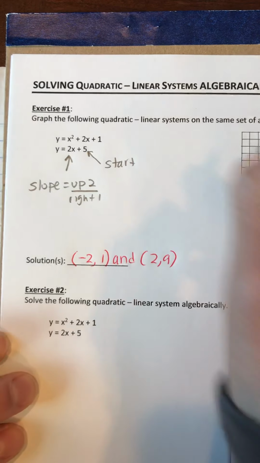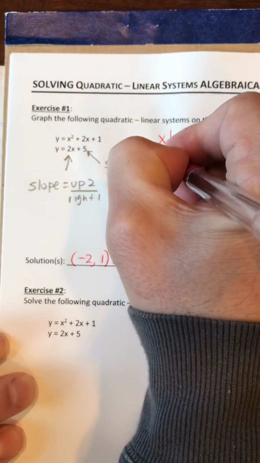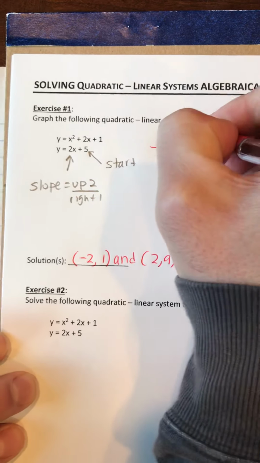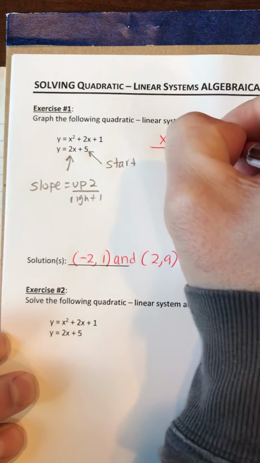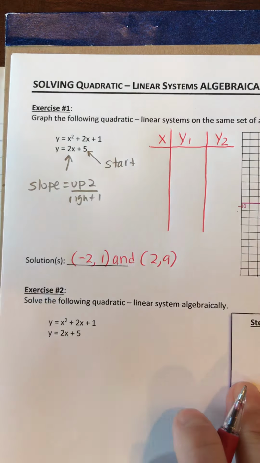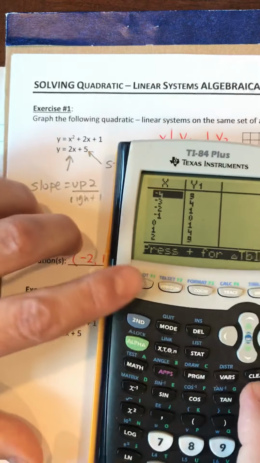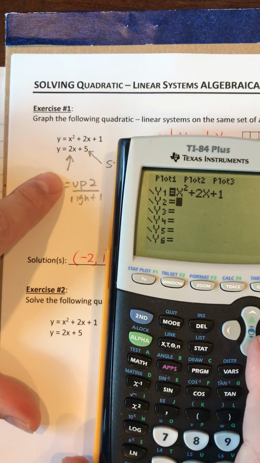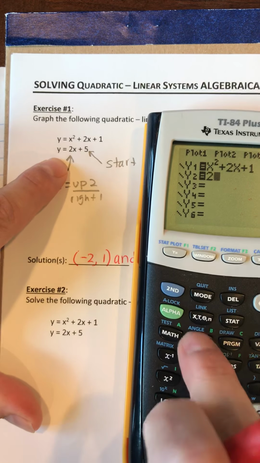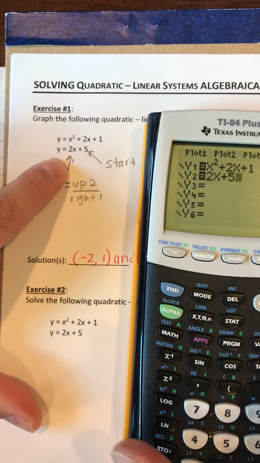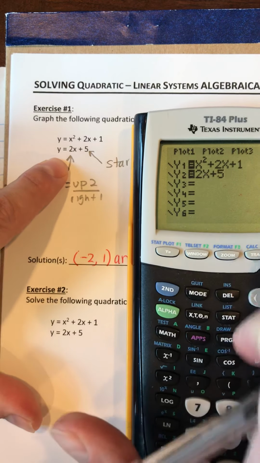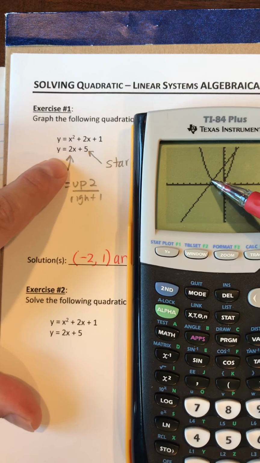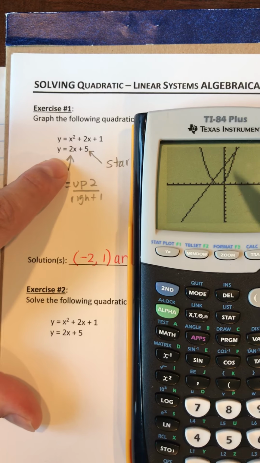But what I also want to point out is that let's say you didn't have graph paper. You could figure out these two answers by plugging in both equations at the same time and going into your table of values. So I'm going to go back to y equals. I already have the first equation in. So I'm going to go back to y2 now, and I'm going to plug in the second equation, 2x plus 5. My solution is where they cross. So if you look, it crosses once a little bit to the left of 0 and once a little bit to the right of 0.